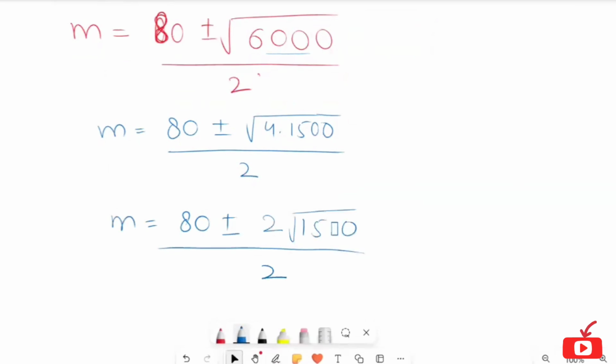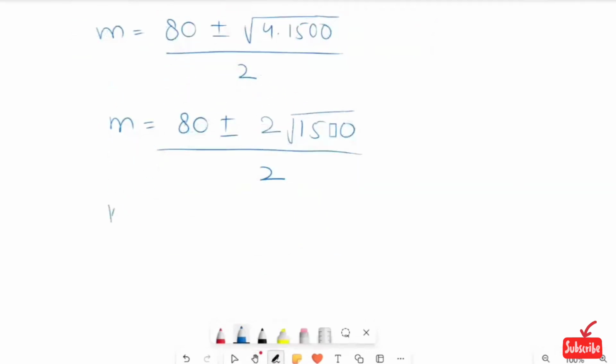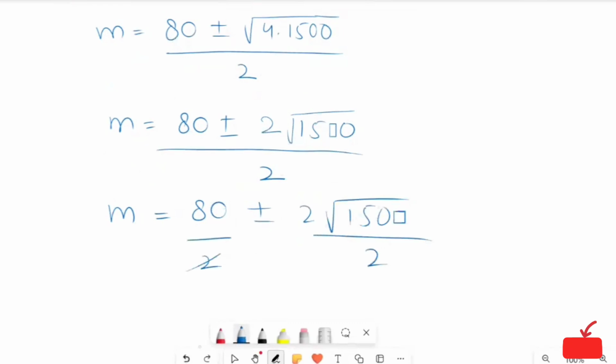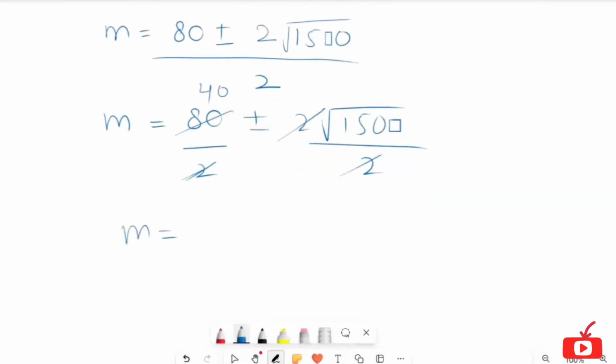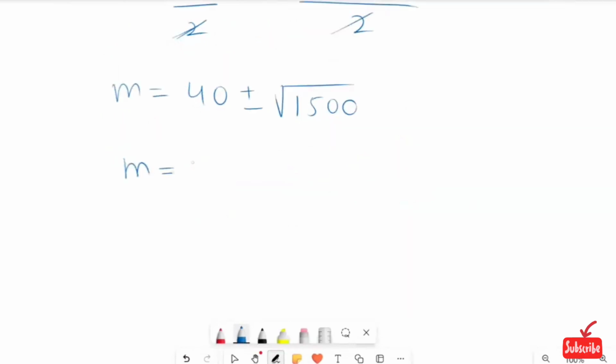Now this 2 divides both of the above values. So m is equal to 80 plus or minus 2 root 1,500, over 2. This 2 will be cancelled out with the 80 giving 40, and the other 2 gets cancelled. So the remaining expression we get is m is equal to 40 plus or minus root 1,500. Now I am going to write this 1,500 in this form: m is equal to 40 plus or minus root of 100 times 15.